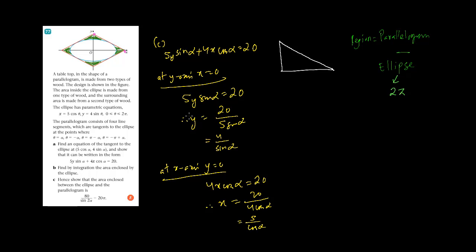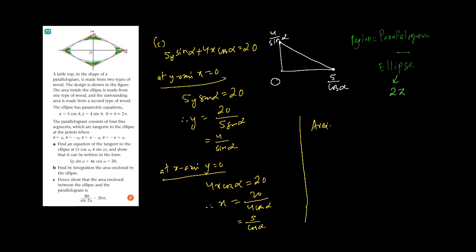So now we have the values of x and y, where it cuts the x-axis and y-axis. So if this is the origin, and it cuts the x-axis at 5 by cos alpha, and it cuts the y-axis at 4 by sine alpha, then we can find the area of the triangle here.